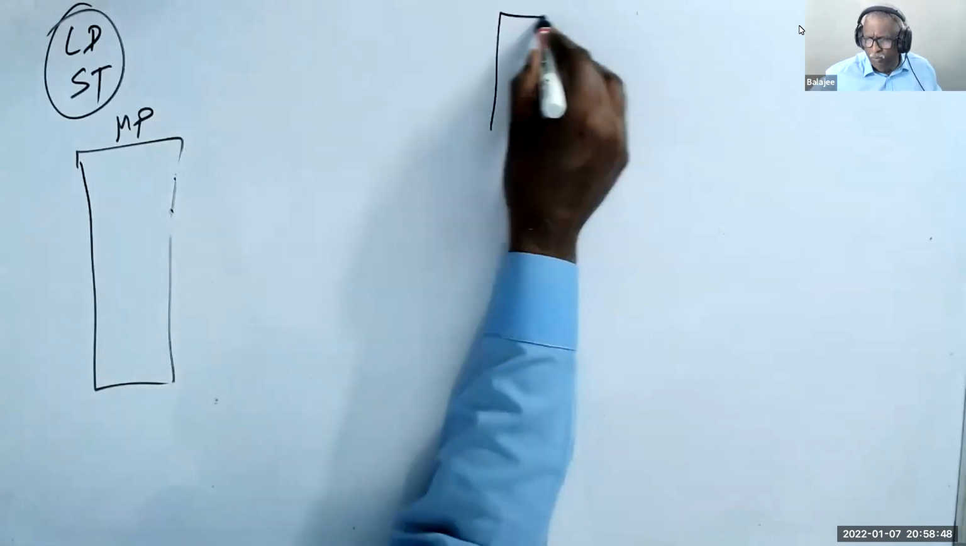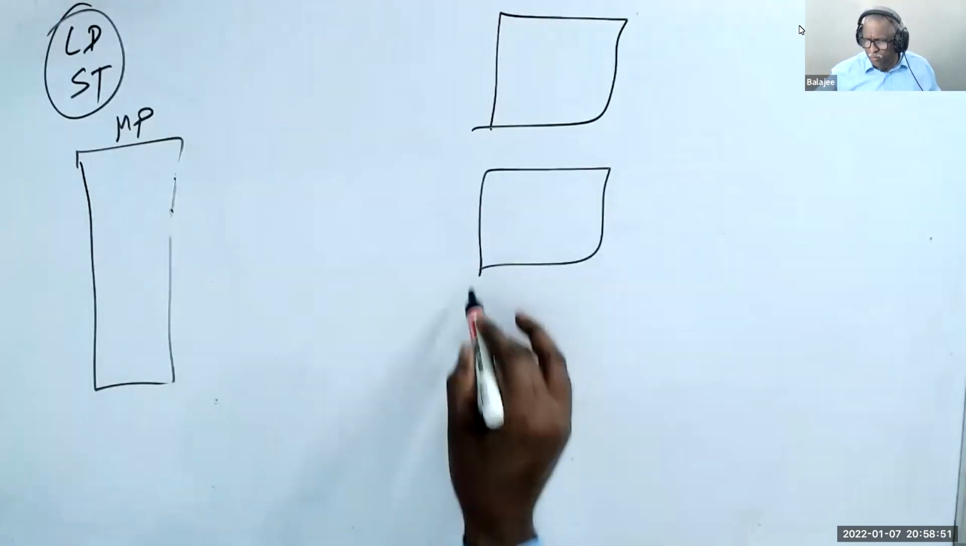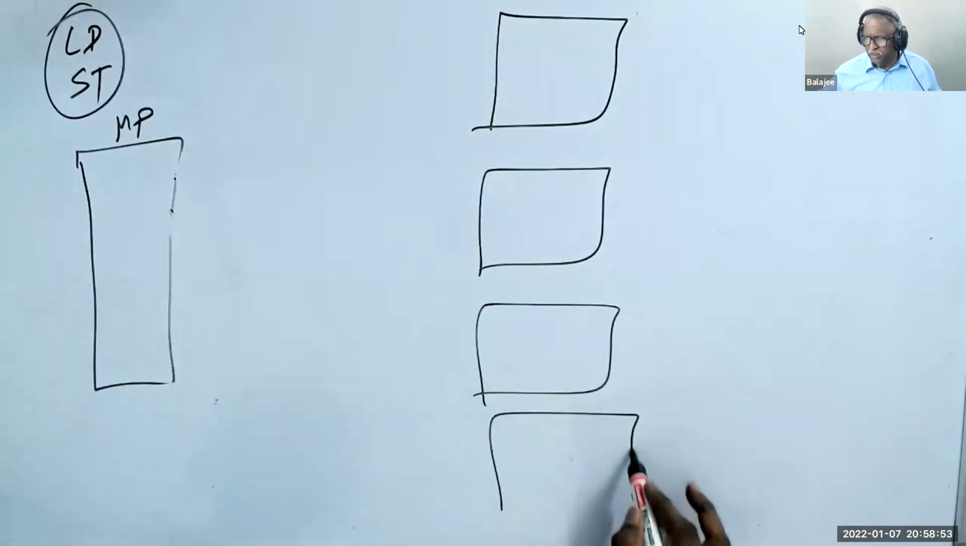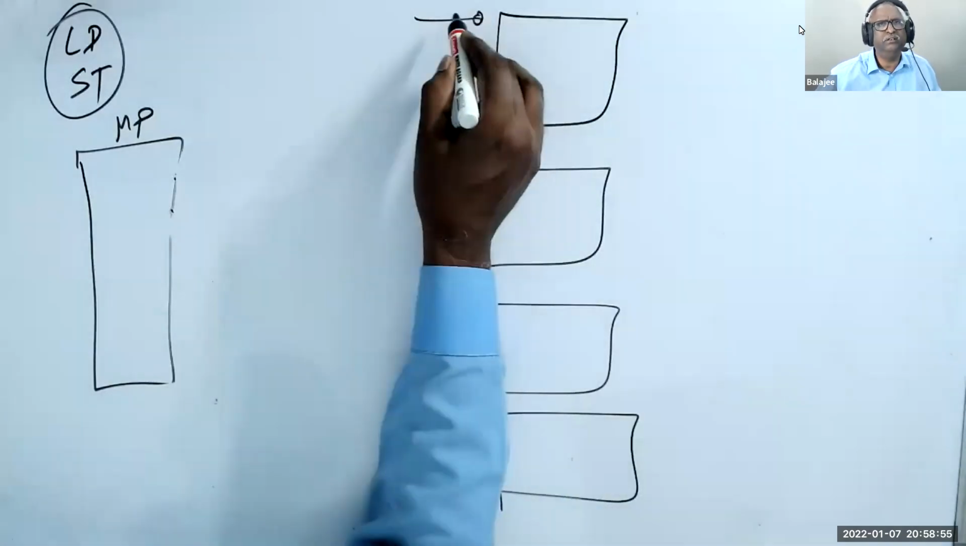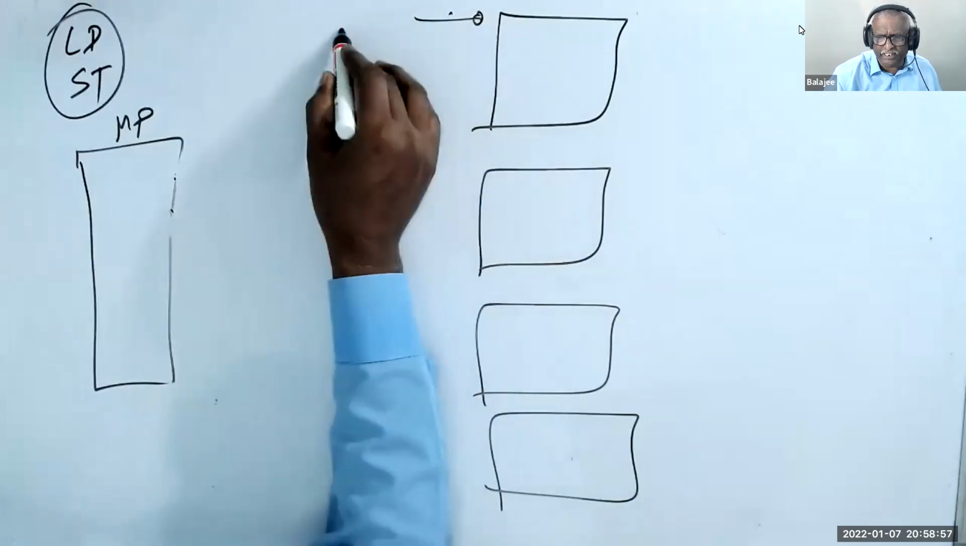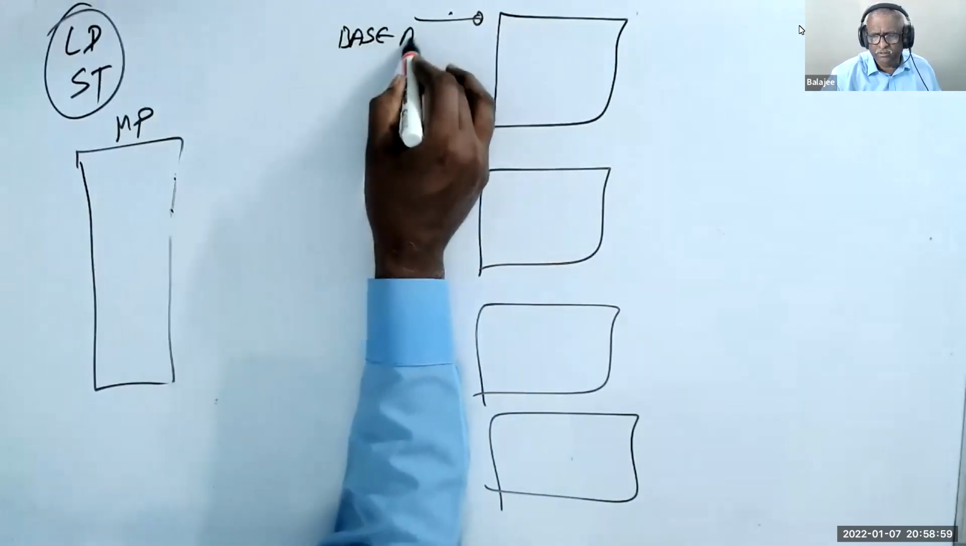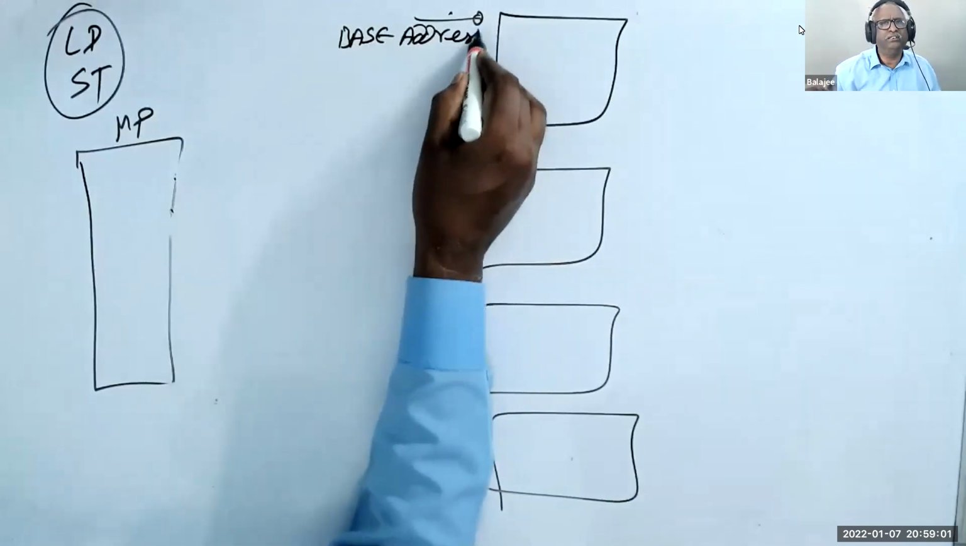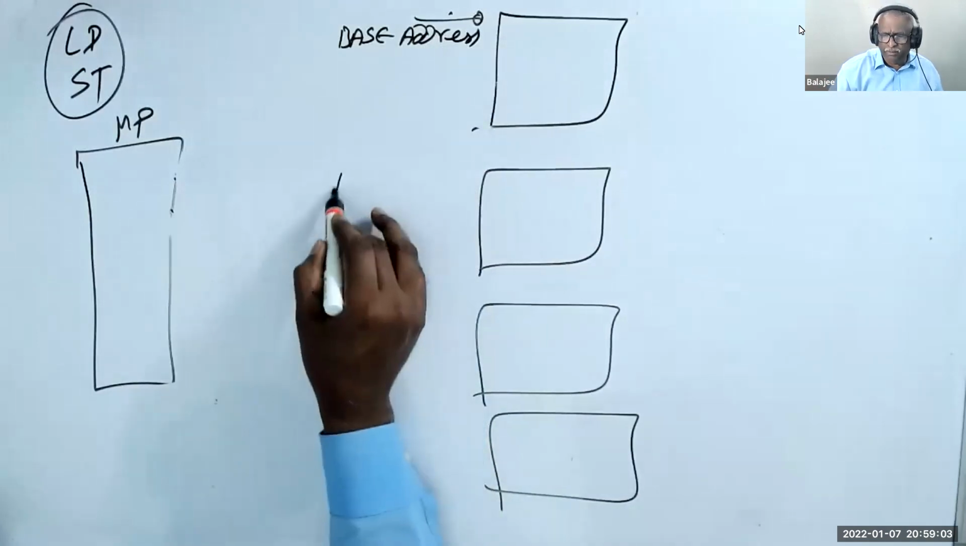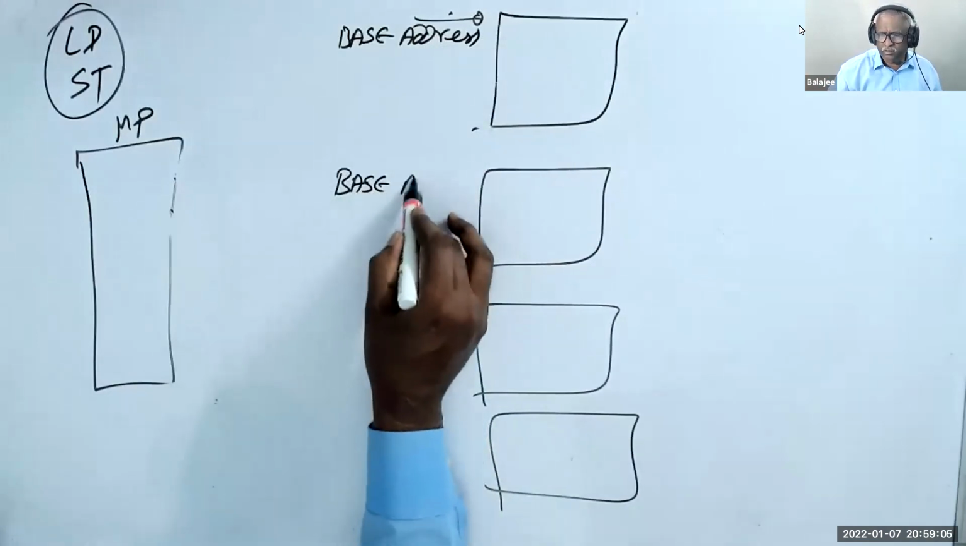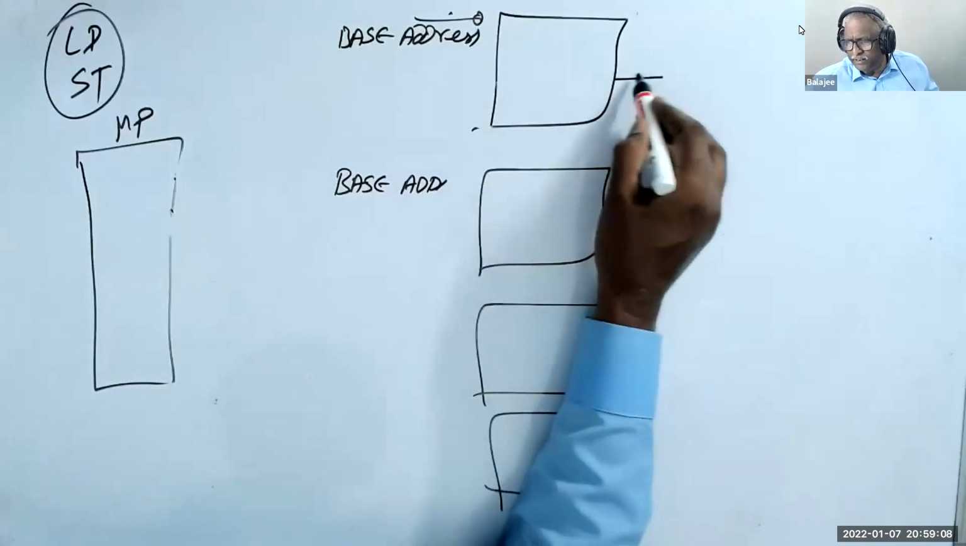I have so many components. Each component has a starting address, or we call this a base address. Starting or base, both are the same. Base address. And this is called offset.